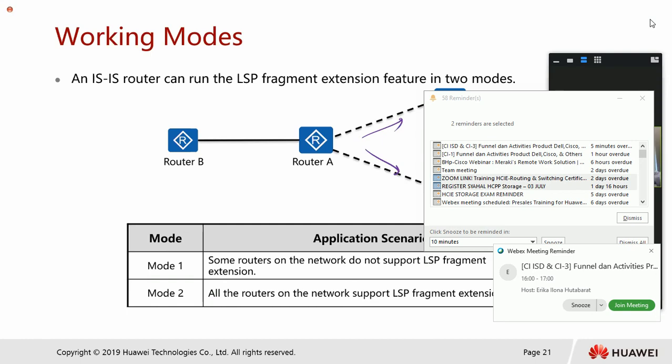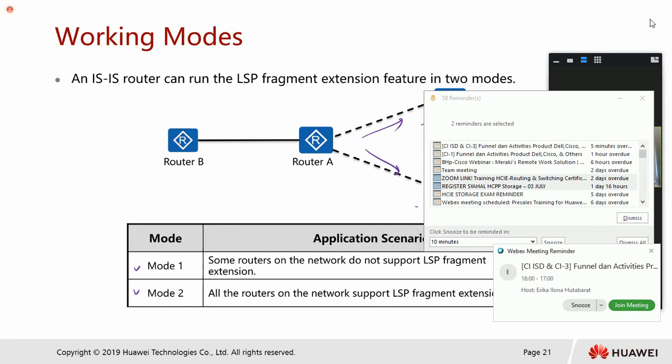They are divided into mode number 1 and mode number 2. In mode 1, some routers on the network do not support LSP fragment extension. In mode 2, all routers on the network support LSP fragment extension. When they are not supporting it, I need this virtual system to tell you that it comes from another system, not from me.